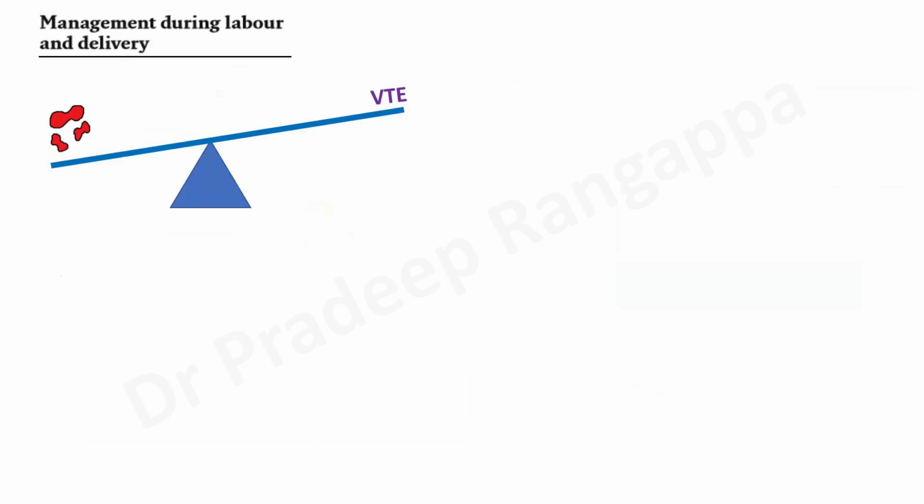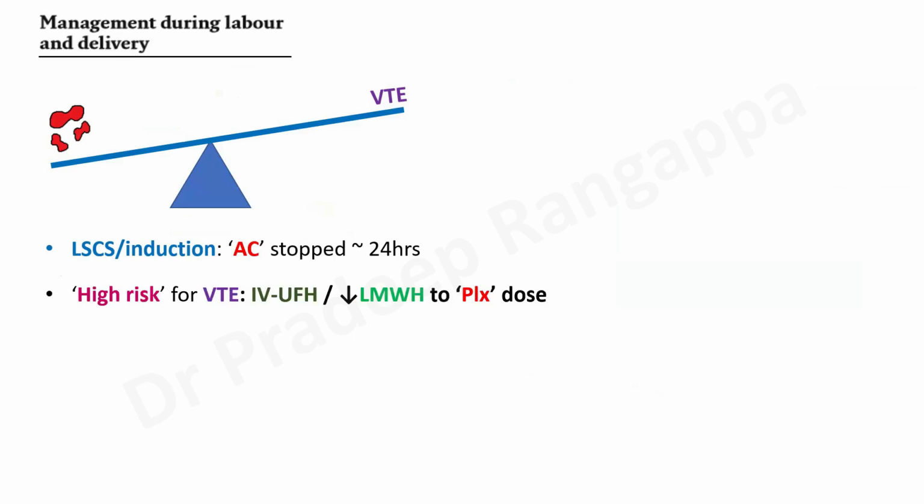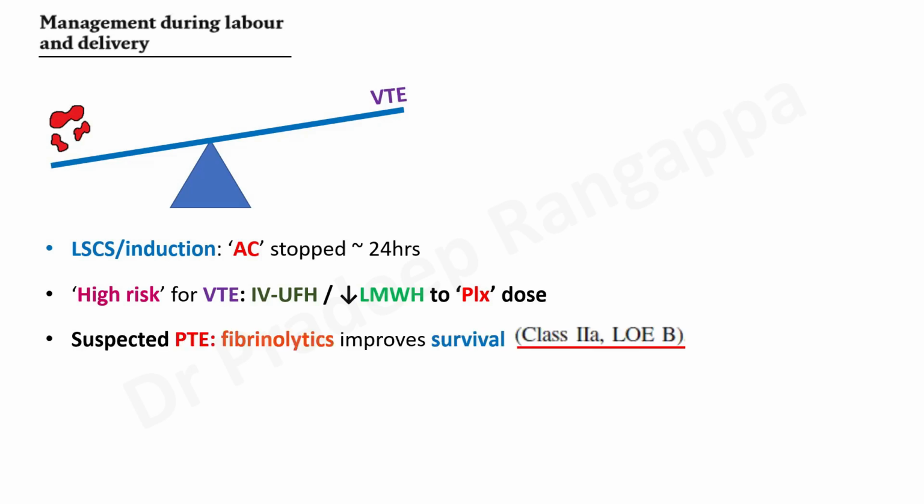Suppose we are anticoagulating with low molecular weight heparin and these patients go on for delivery. During delivery, the risk and benefit of them developing venous thromboembolism versus bleeding has to be kept in mind. When LSCS or induction is considered, anticoagulation has to be stopped 24 hours before these procedures are undertaken. When someone is at very high risk for venous thromboembolism, IV unfractionated heparin could be used rather than low molecular weight heparin during the delivery process, or low molecular weight heparin could be reduced to a prophylactic dose.